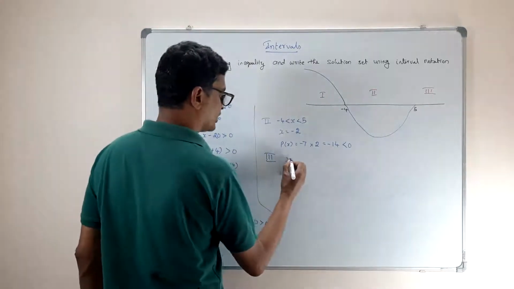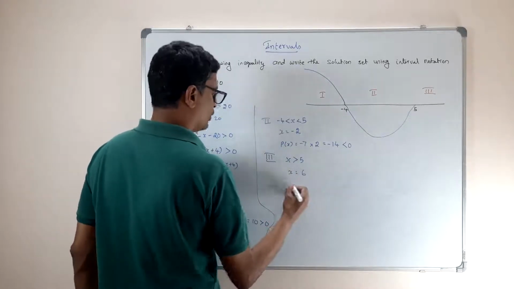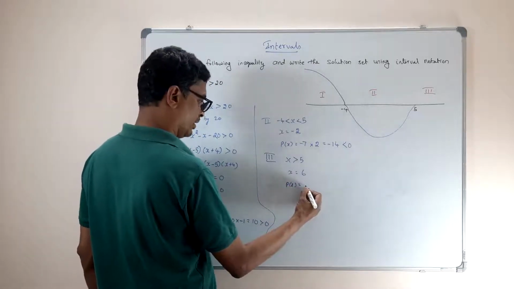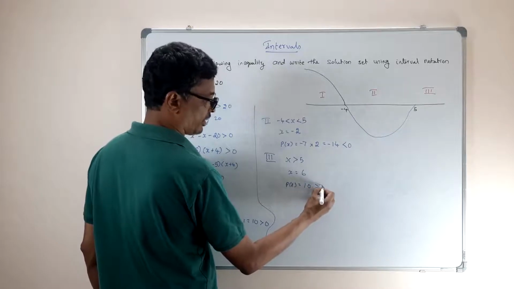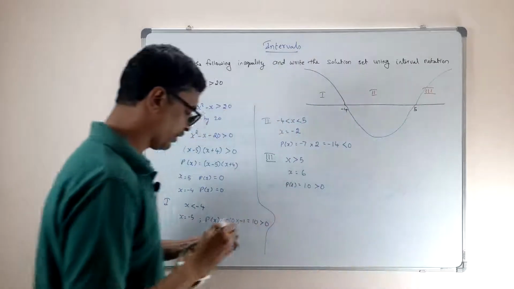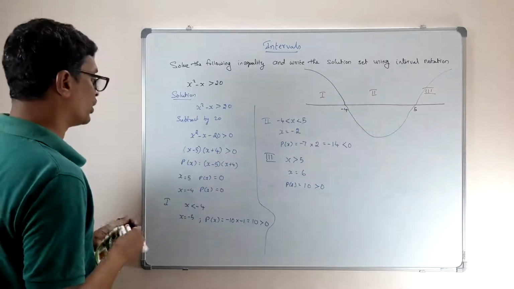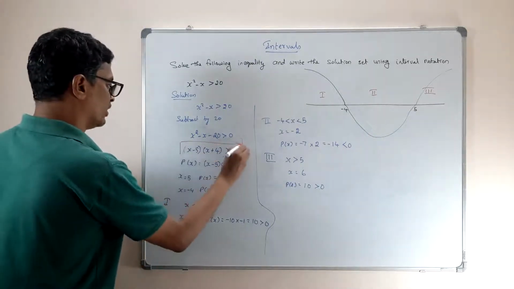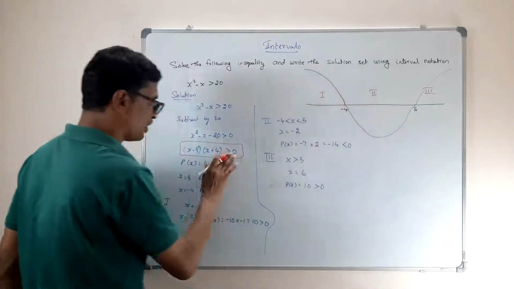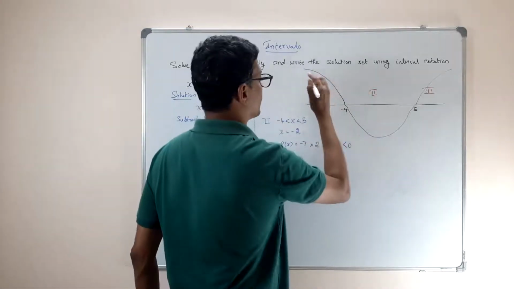Let us go for the third region, x is greater than 5. Take x equal to 6. So p of x equals 1 into 10, which is 10, greater than 0. So this again goes to greater than 0. What is the condition required? Positive, this has to be positive. If it were less than 0, of course, we would have got this domain. But here we are demanding greater than 0. Therefore, this is not the one. These two are the domains.